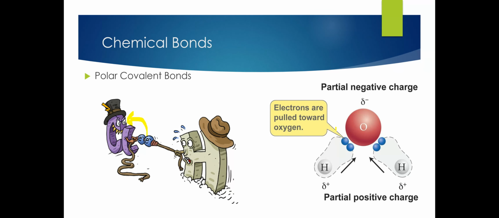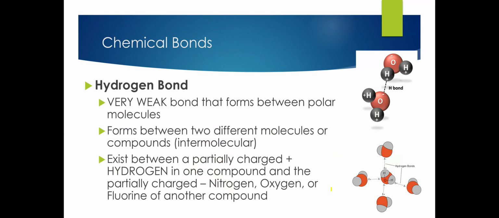A very common example of a polar molecule is water. So the oxygen likes those electrons way more than the hydrogen does. And so these electrons are hanging out a lot closer to the oxygen end, making the oxygen end of the molecule slightly negative, and then the hydrogen ends become slightly positive. Okay, so what we have here are weak charges. And that takes us to another type of bond, okay?